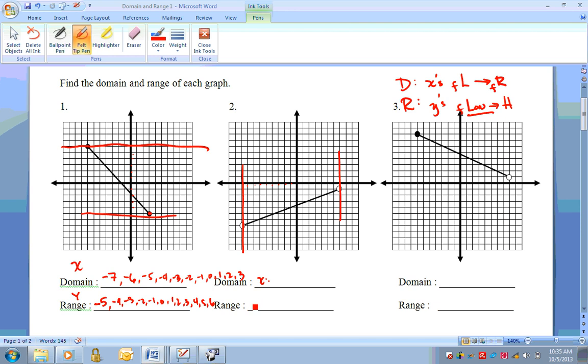It could be -8.99, then I go -8, -7, -6, -5, so on and so forth, all the way to 1, 2, 3, 4, 5, 6, and not even 7, so that's going to be all the way to 6.99. That's our domain.